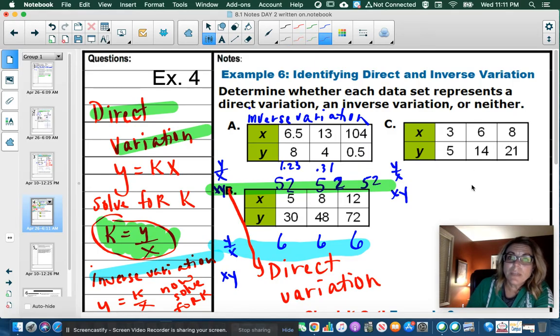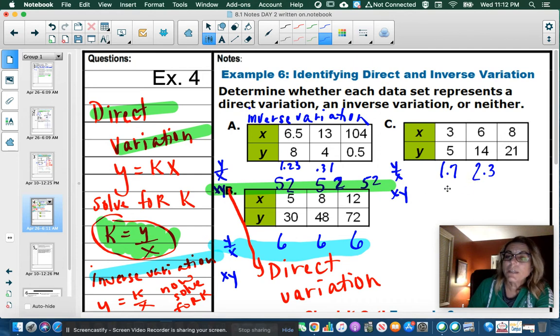Let's look at C. Again, do the same thing. 5 divided by 3 is 1.7. 14 divided by 6 is 2.3. I don't even have to look at 21 divided by 8 because these are not the same. So I know for sure it's not a direct variation because the ratio of y over x is not constant.